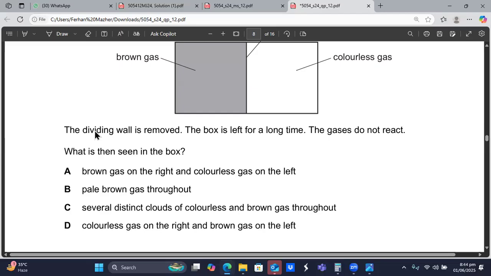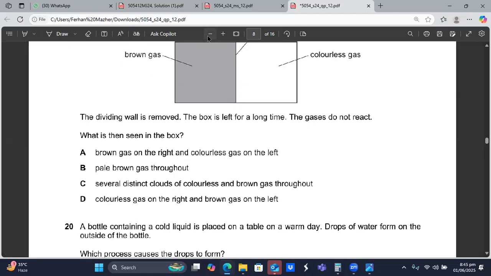So the gases normally move from their higher concentration towards the lower concentration. So basically what happens, the brown gas and the colorless gas will mix with each other. They will diffuse with each other. And I think the pale brown gas throughout should not remain that dark, okay? Because the brown gas has a smaller volume, it will then have a larger volume. So the color should become a little pale. I'm not sure, but I think B should be the answer.